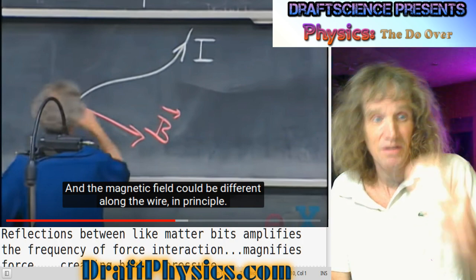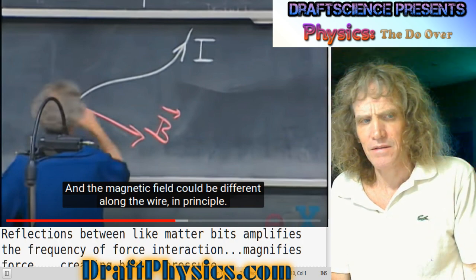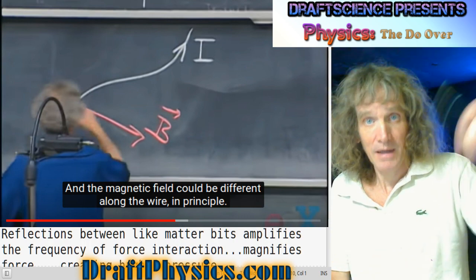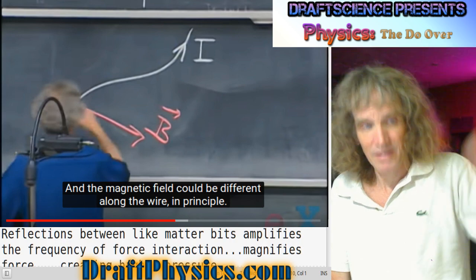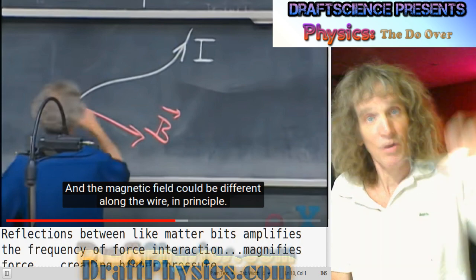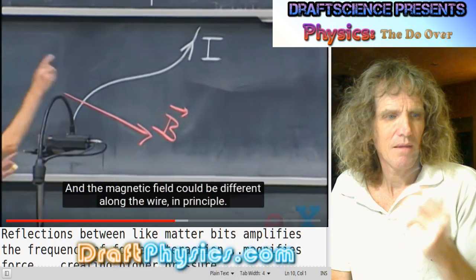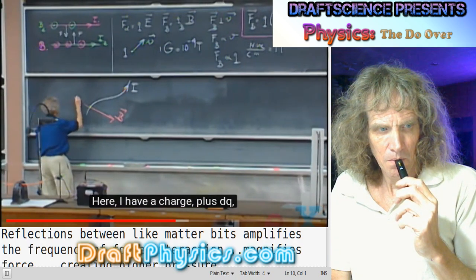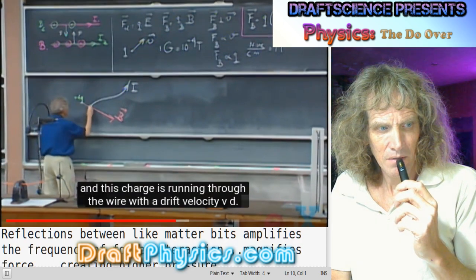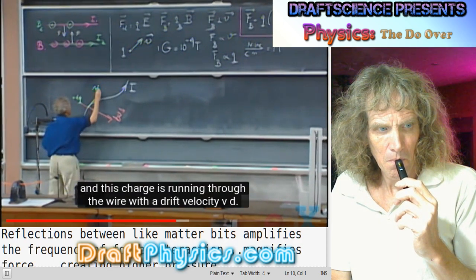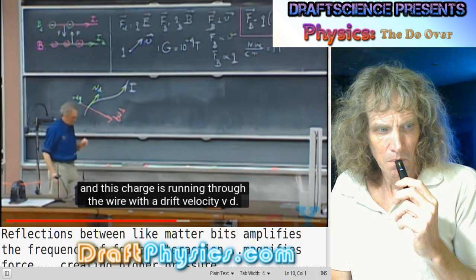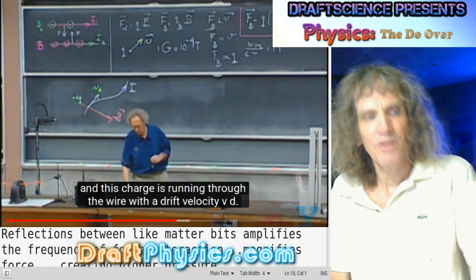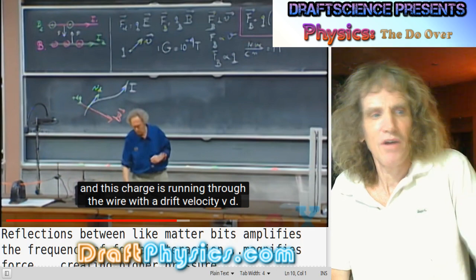He's just saying it goes in this direction, when magnetic fields, as we just demonstrated, have a plus and a minus element, a red and a black, a north and a south. And it's sort of important which one is where. The magnetic field could be different along the wire, in principle. Here, I have a charge plus dq, and this charge is running through the wire with a drift velocity vt. So this is all dependent on their understanding of what's causing the effect.